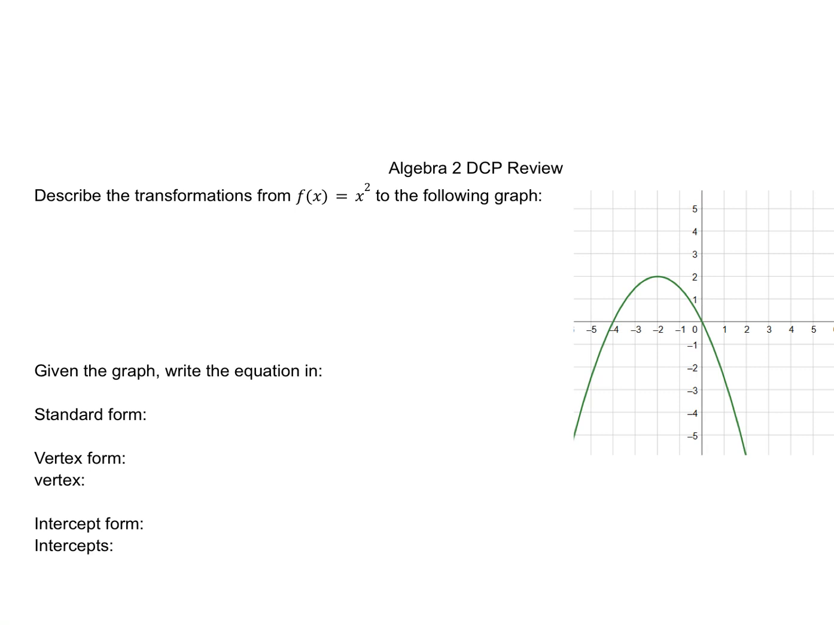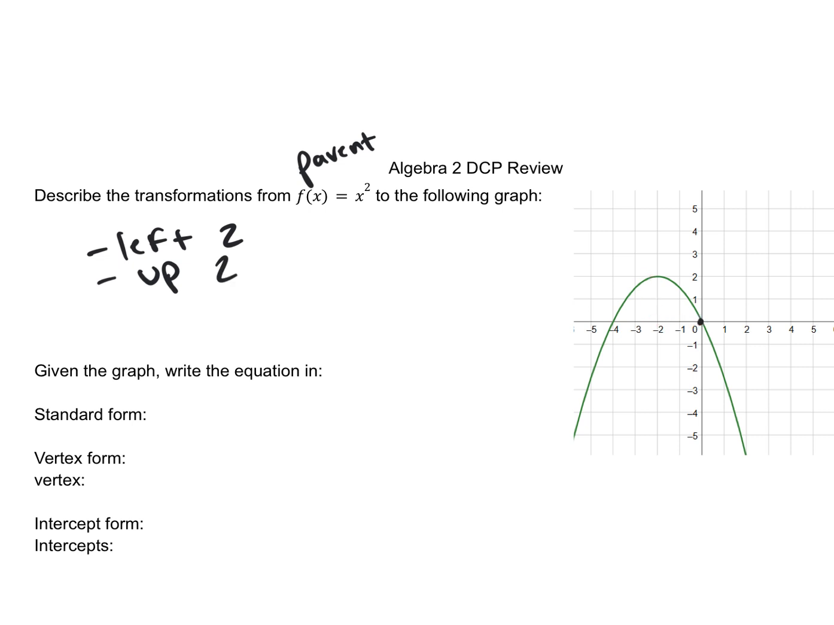We're going to start with transformations from f of x equals x squared, which is a parent function, to the graph. So my parent function starts at the origin. And so I'm going to always start on the middle of my graph and then try to get to my vertex, my middle point. In this case, I go to the left twice. And then I go up 2. I go to the left and up.